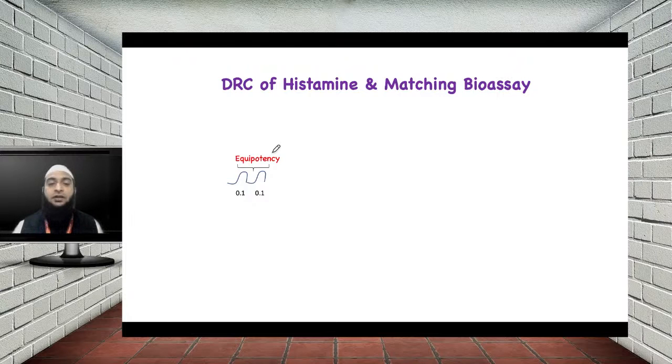Now suppose the tissue is not giving a reproducible response. Then it might happen that at 0.1 ml, when you have given the second dose, it will give you either less response or more response. That indicates that your tissue is not yet stable or not completely relaxed, and in that case you have to first relax the tissue and then go ahead with the remaining doses of the experiment. Here, since you are getting the same response at the same dose, you have ensured that there is equipotency and your tissue is stable and giving reproducible responses.